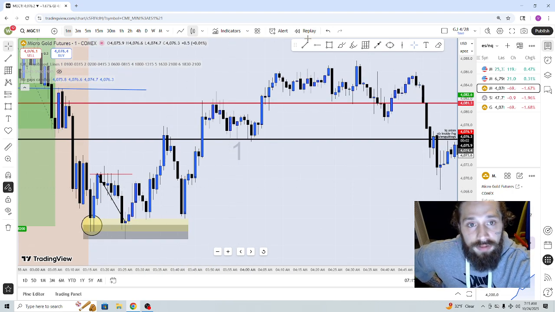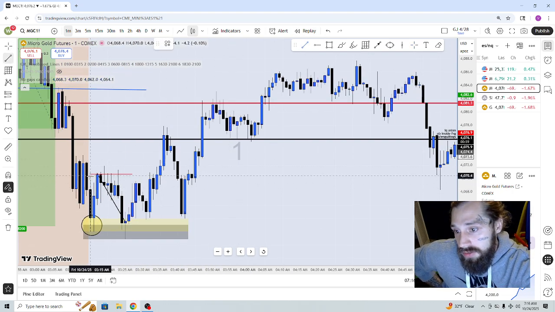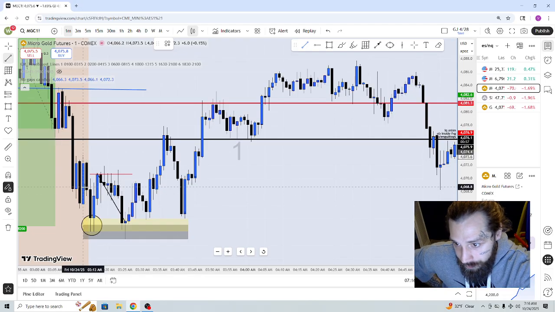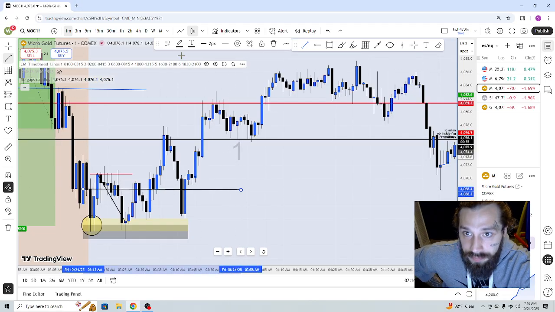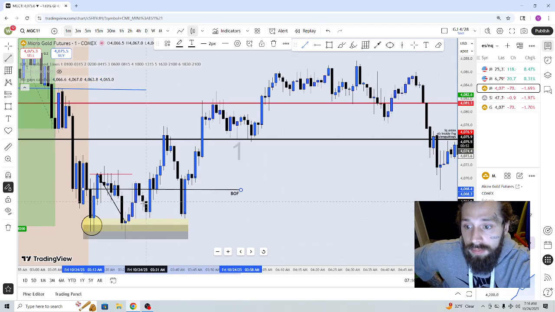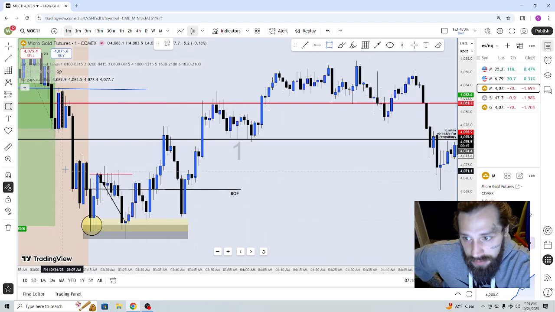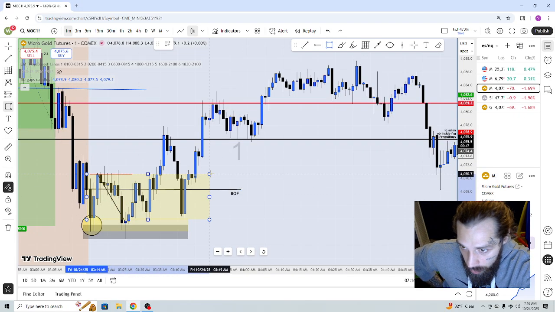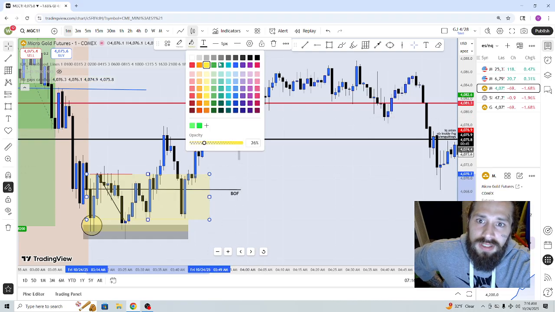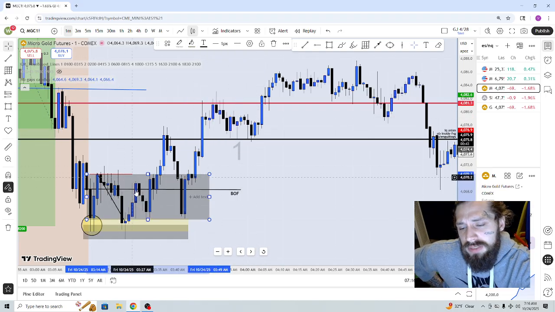So if you need one more clarification on all this, you get a break of flow. Inside of that break of flow, we get an order block. Inside of all of that, we get a bunch of consolidation. Why are we getting consolidation? Because we just came from a huge bearish move down. This would be our area of consolidation. We're looking to sell from the top and buy from the bottom.